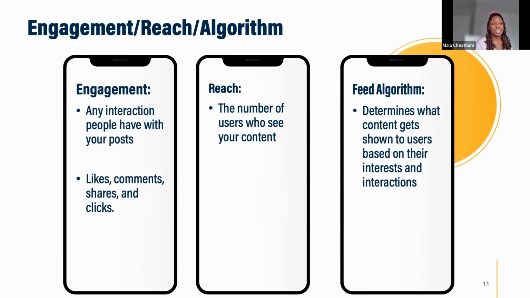The reach, again, is the number of users who see your content. When your post is in the Facebook feed or when it's sent to someone, your reach will multiply. And the feed algorithm is what determines how your content is shown to users. It typically is based on their interest and interactions. However, there are some things that you can do personally to help your post perform better to beat the algorithm.